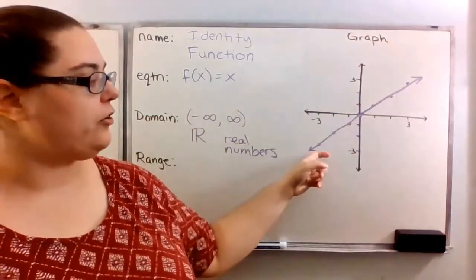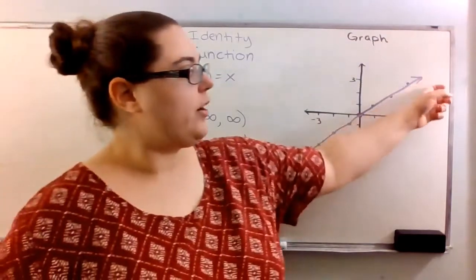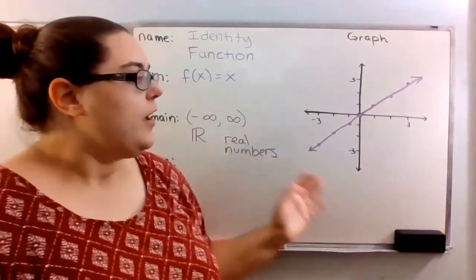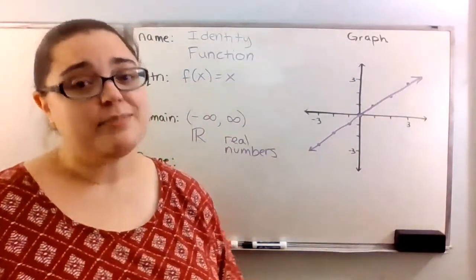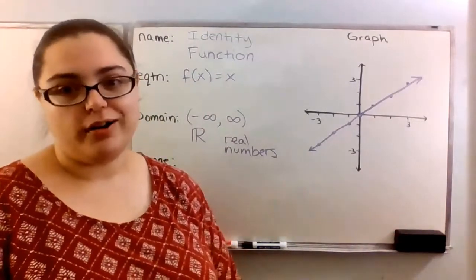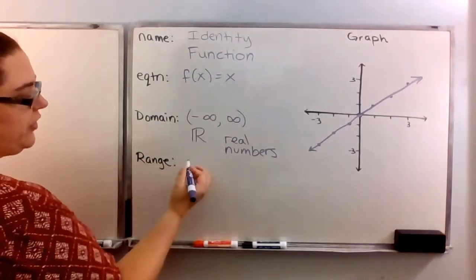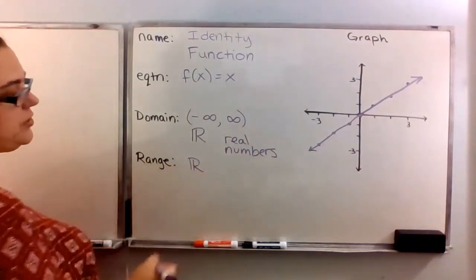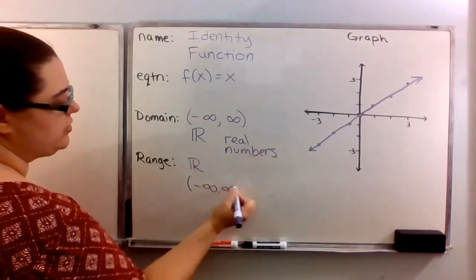Now, because we have an arrow that points down, and we have an arrow that points up forever, that means our range is going to be the same as our domain, which makes sense because this function takes a number and spits out the same number. So no matter what our inputs are, the outputs are going to be the same too. So the range of this function is also all real numbers, or if you prefer interval notation, negative infinity to infinity.